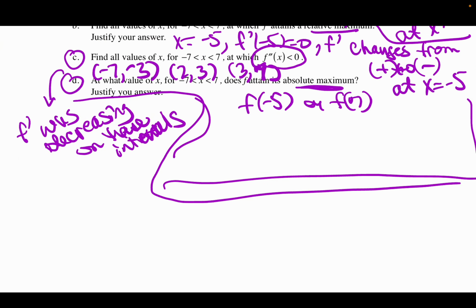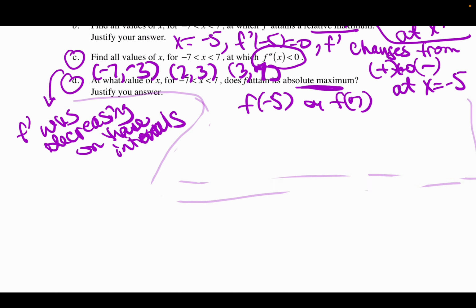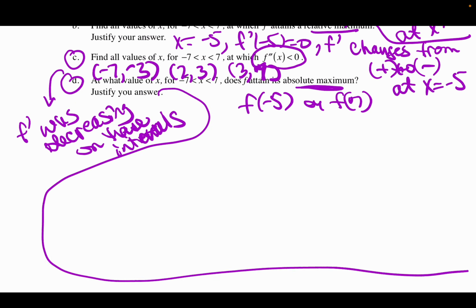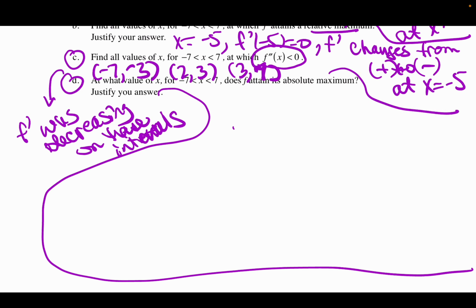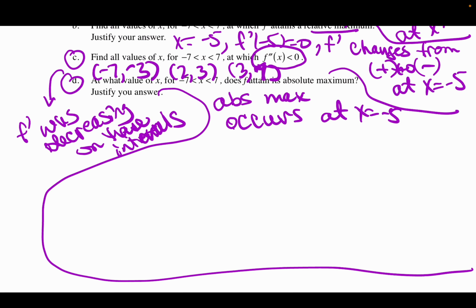How would you say that for now, until we know more about why that's true? That's a really profound thing we'll go over. First of all, you want to say what you're looking at to get as many points as you can. So what are we looking at? I would say the absolute max occurs, so give the candidates, and that gets you a point probably, at x equals -5 or at x equals 7.